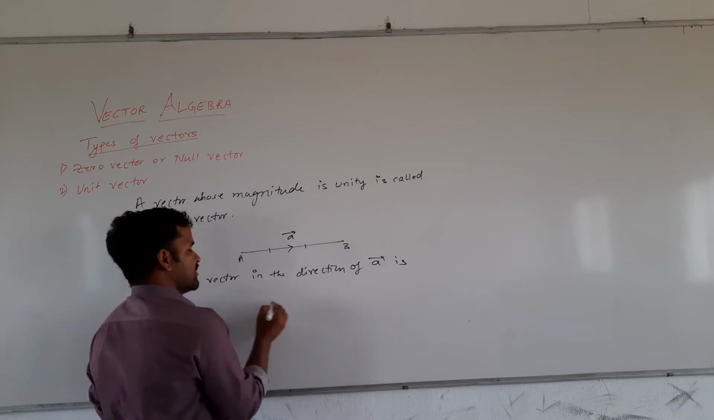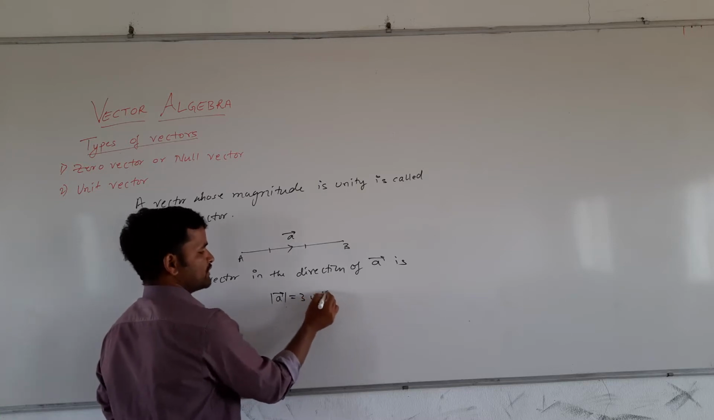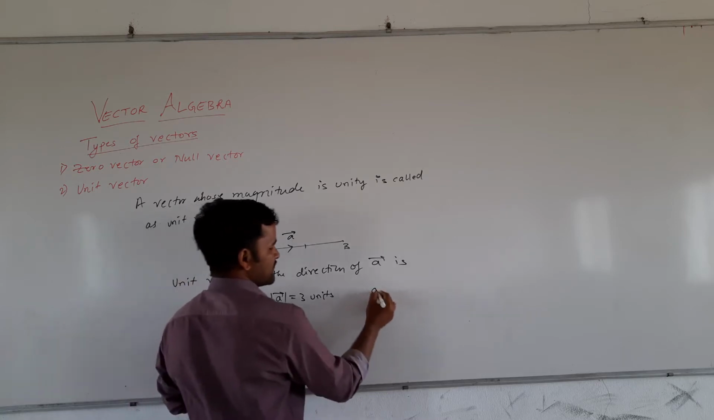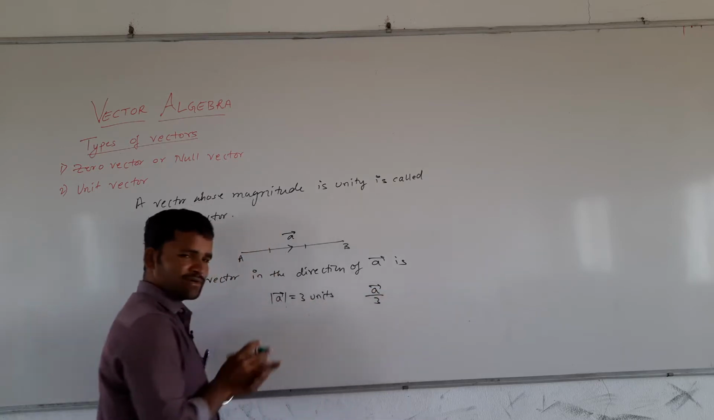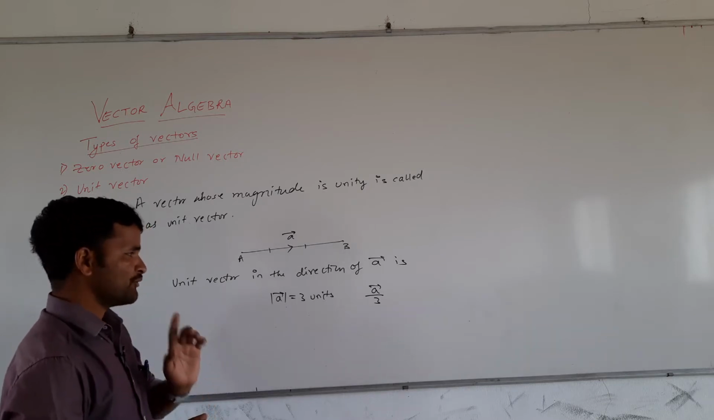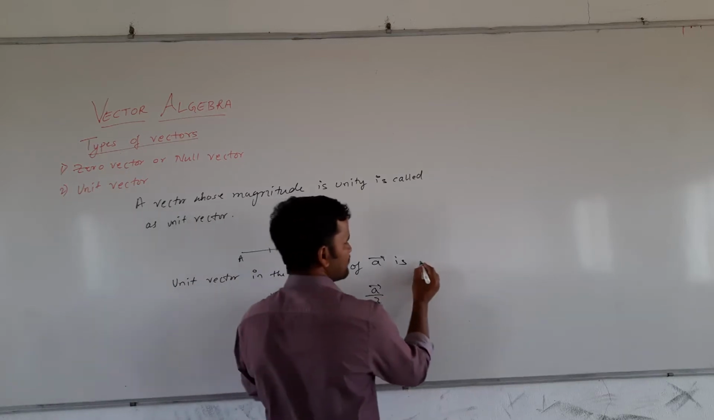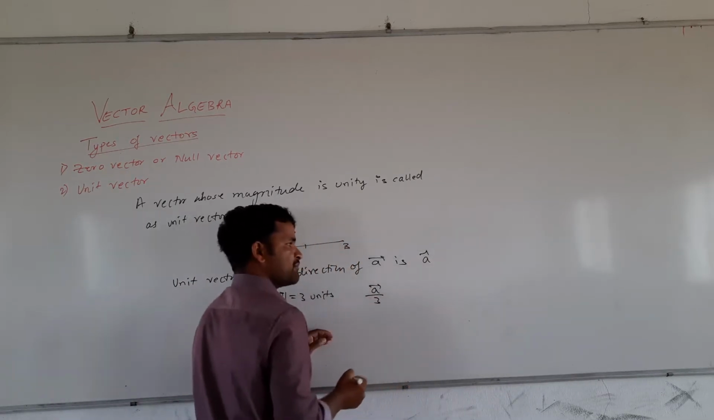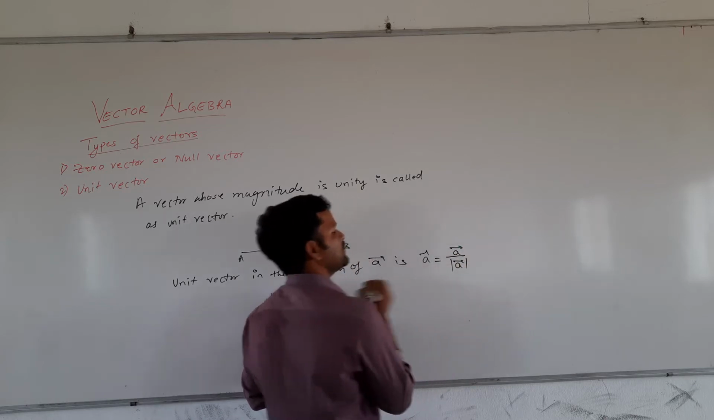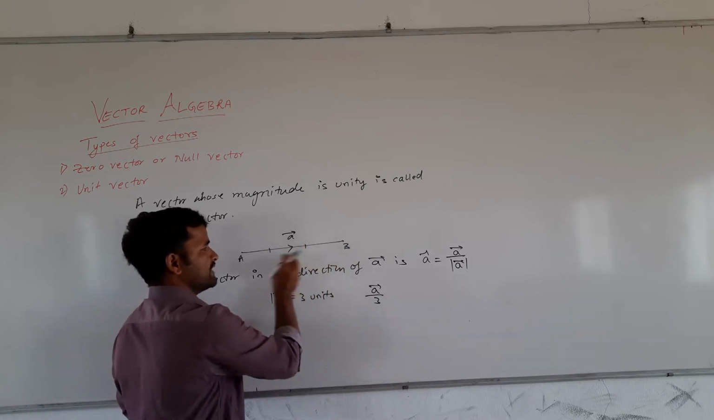In the sense, let me take the magnitude of vector A equal to 3 units. Suppose I divide this vector A by 3 units, what will it be? It will be a 1 unit vector. So, a unit vector in the direction of vector A will be represented as A cap, which is equal to vector A divided by its magnitude.